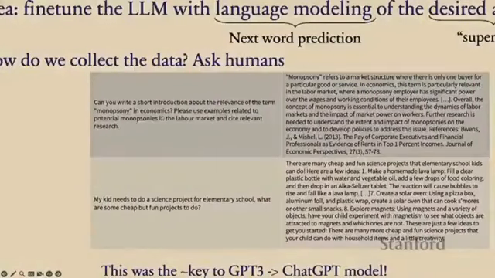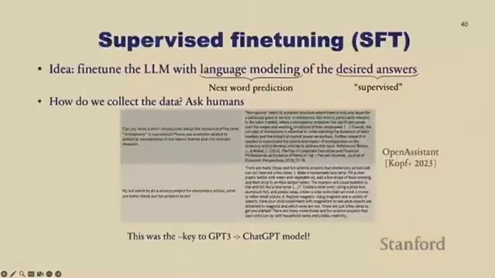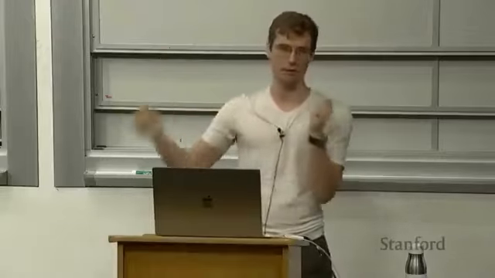Can you write a short introduction about the relevance of the term monopsony? And then it says monopsony refers to a market structure, blah, blah, blah. And it's a human that wrote that. This is actually Open Assistant, which was a way to collect data online from humans. This type of supervised fine-tuning or alignment is really the key of ChatGPT. This is what made the big jump from GPT-3, which was mostly known by AI researchers, to ChatGPT, which became known by basically everyone.